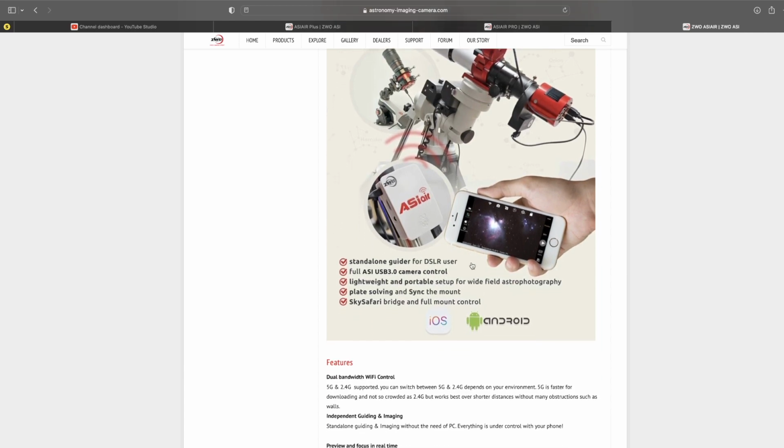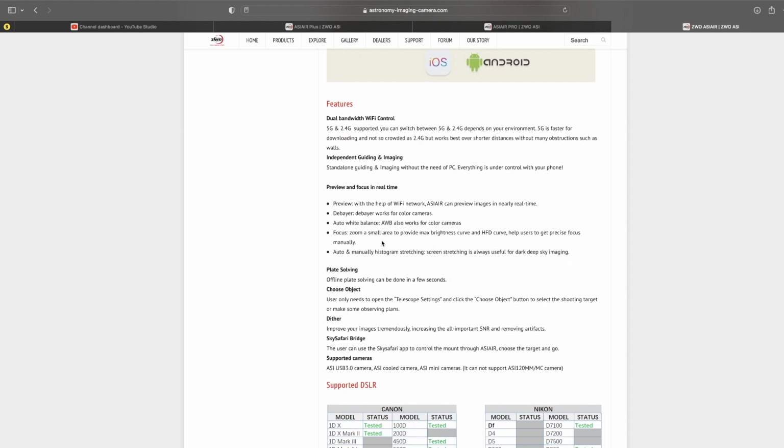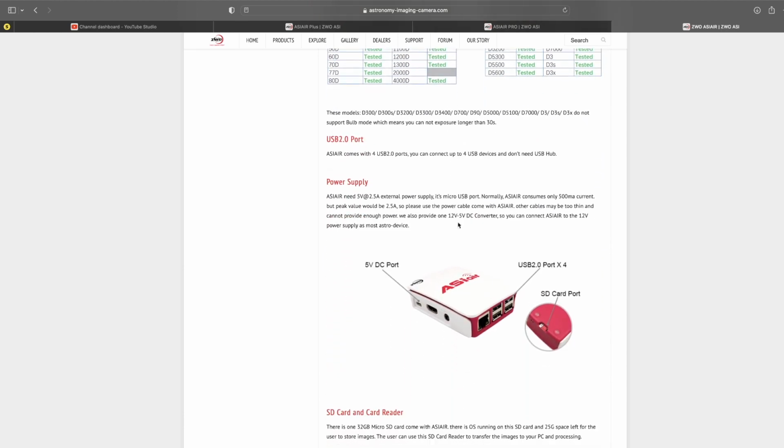You could use your iPad or Android pads at the time, but those were super expensive and didn't have great battery life at the time. It did have Wi-Fi control, and plate solving, you could focus in real time, but basically that's because you were looking at a Bahtinov mask. You weren't using their focuser at that point. I don't believe their focuser had come out quite yet. Of course, there's your DSLRs, but everything was USB 2.0 ports.